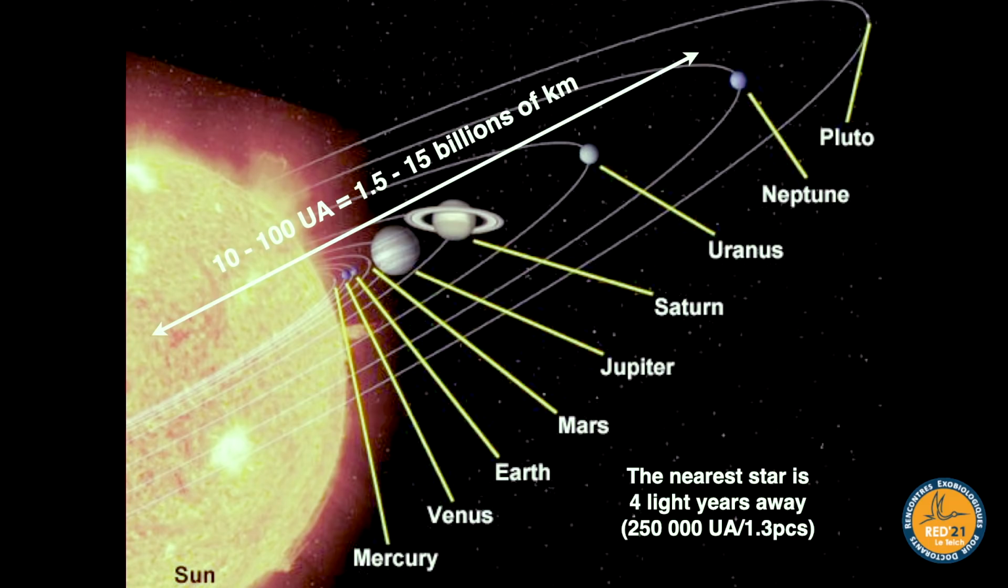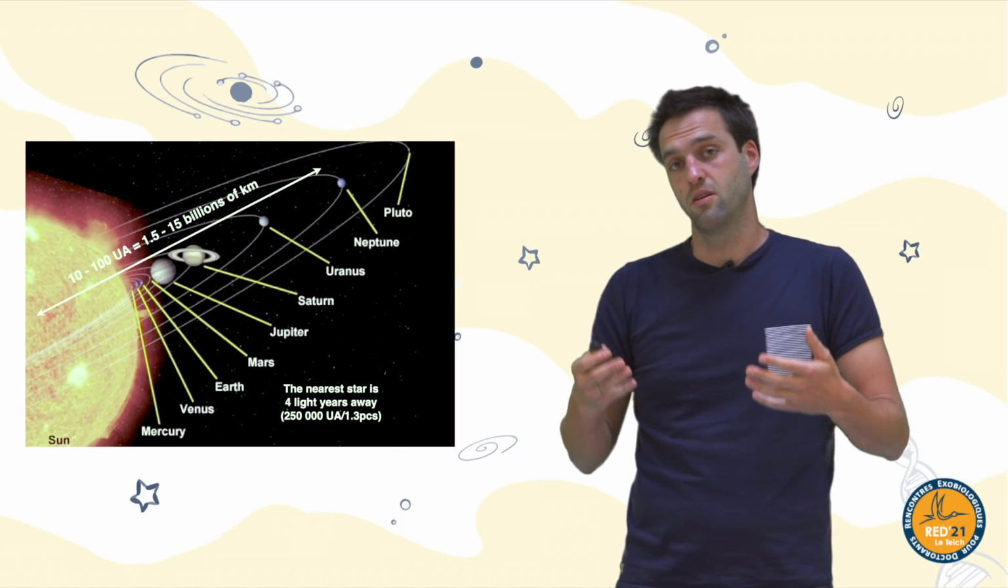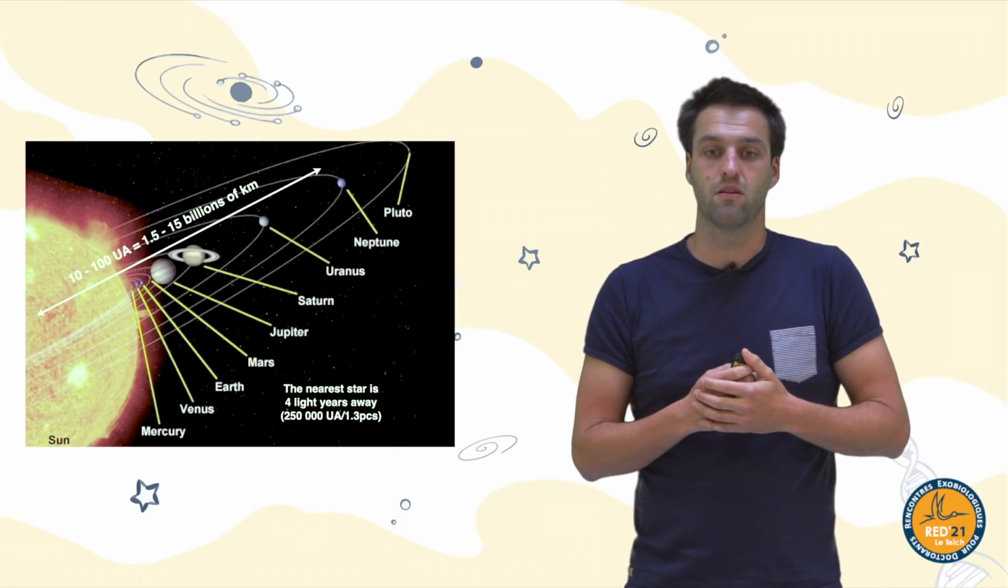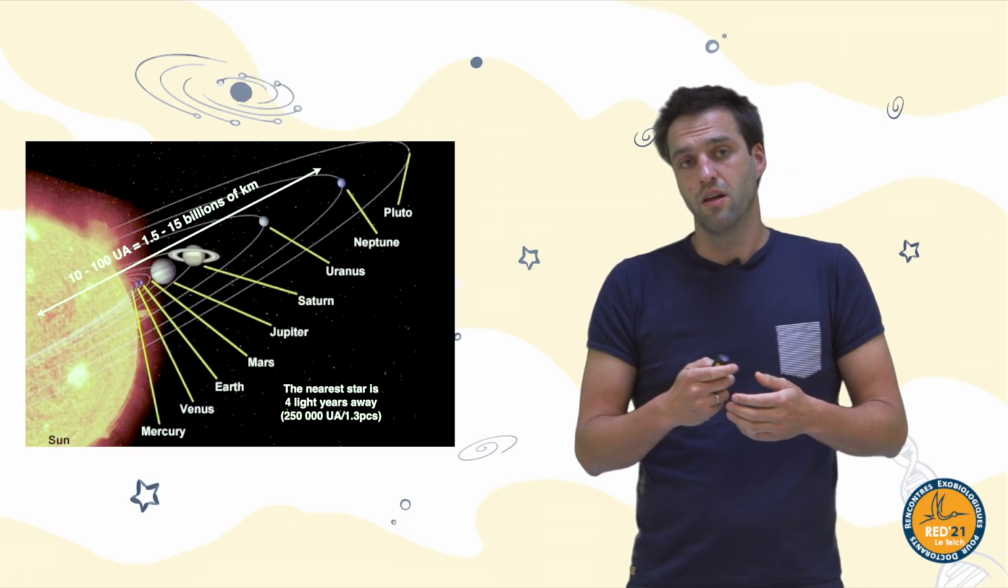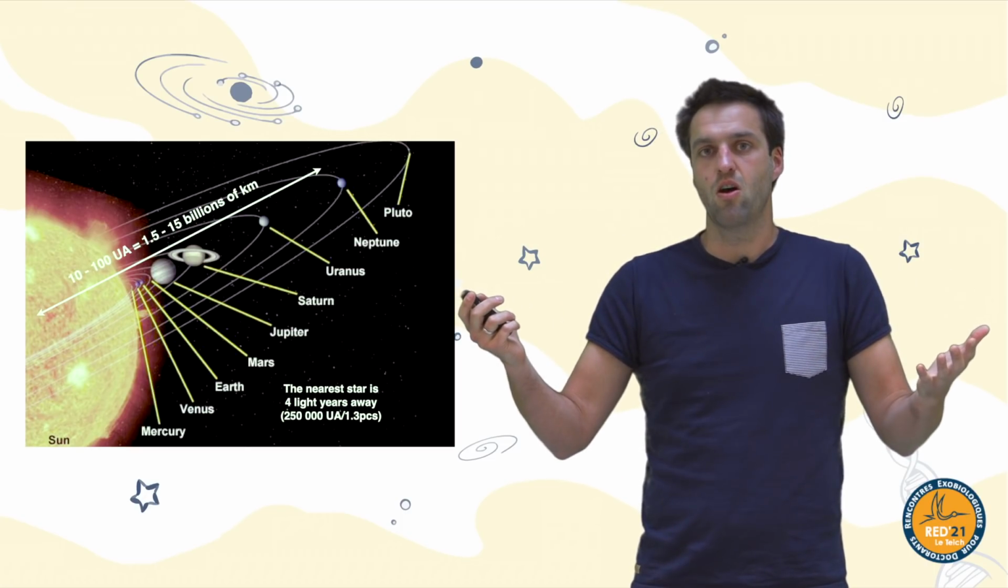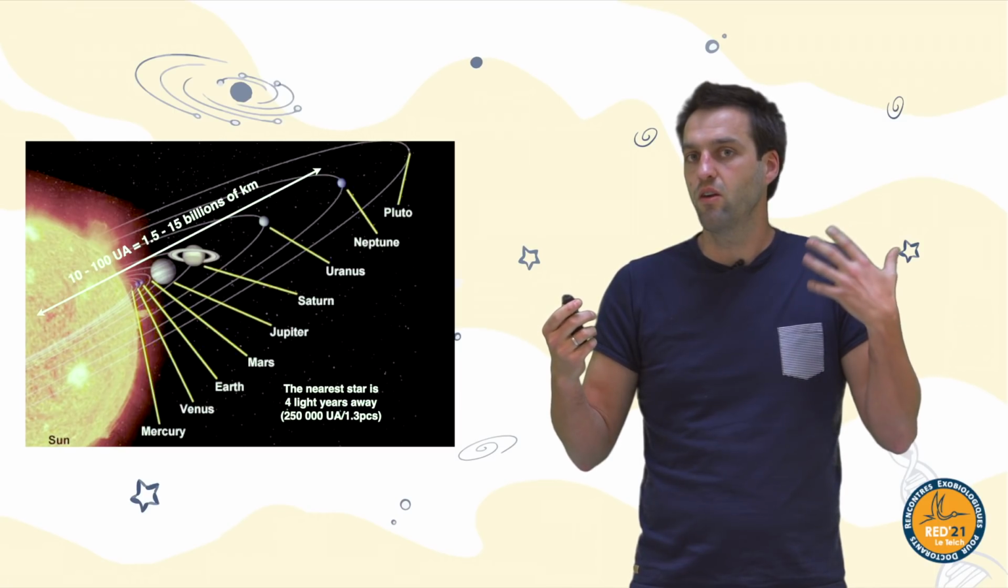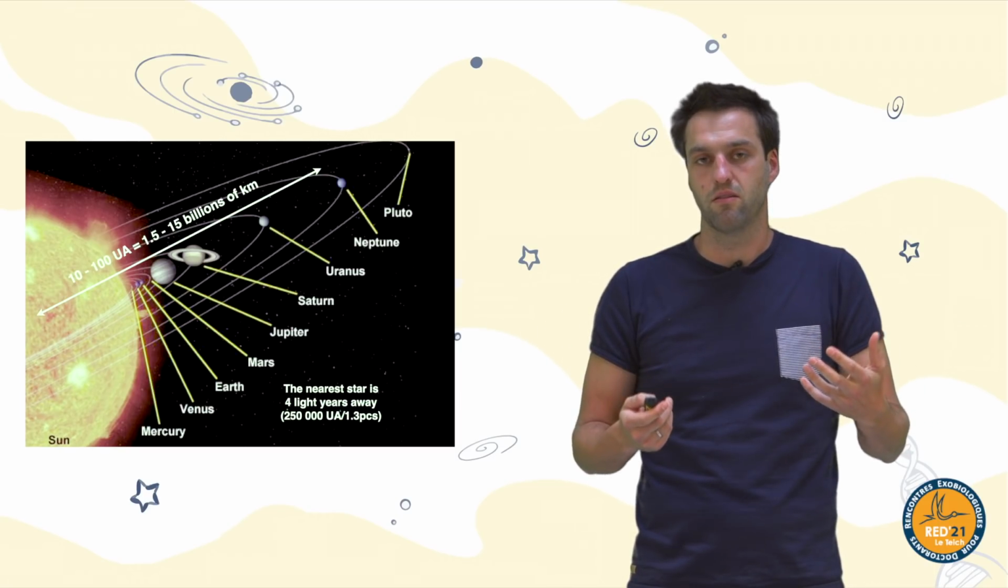But the nearest star, and we know that exoplanets are around other stars than the Sun, the nearest star is about 4 light years away, which means 250,000 astronomical units, and what we call also 1.3 parsecs. So this is really enormous, and it's very difficult to get our mind around this. So let's just try to put some other numbers on this.